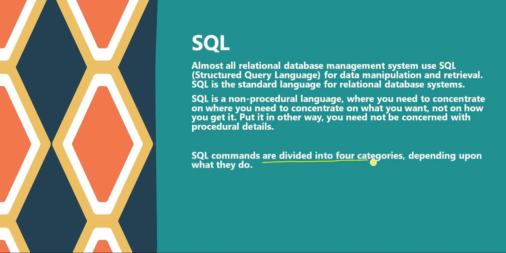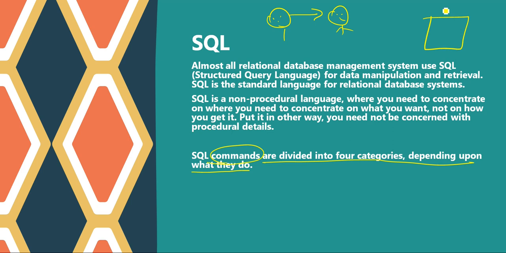SQL commands are divided into 4 categories depending on what they do. Commands mean, let's say you are a machine and I am the human. So obviously I will give commands to you. According to my command, you are going to perform some task, right? In the same way, we have this tool where we store our data in the database, and we are human beings, so we are going to give some commands to this tool. Based on our commands only, this tool is going to perform some task, right?